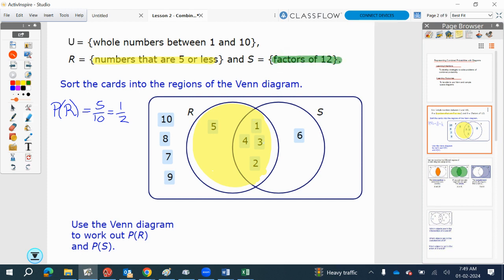So factors of 12, that's this space. I like my highlighter pen this time. So the probability of S, you can see, is also going to be a half. We've got 5 out of 10 again.